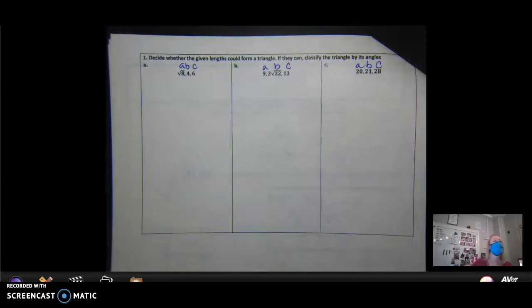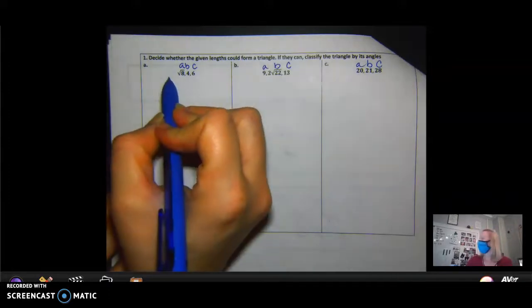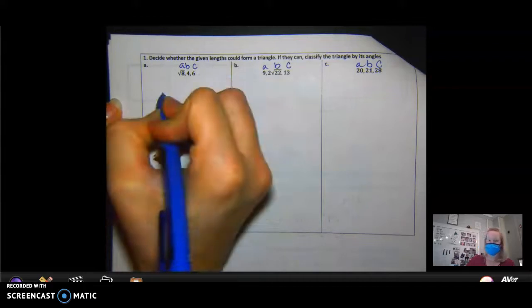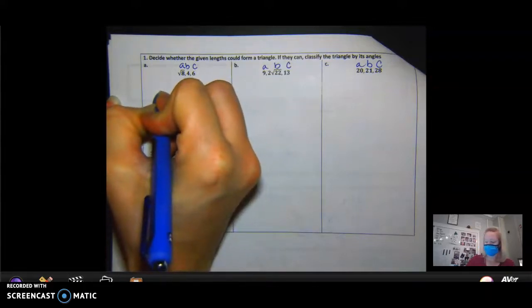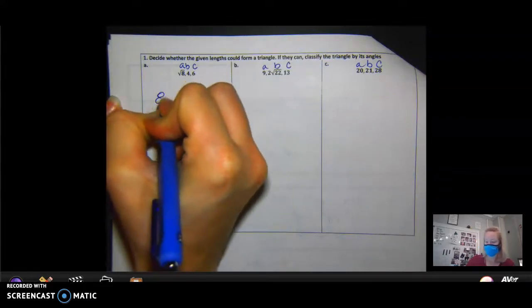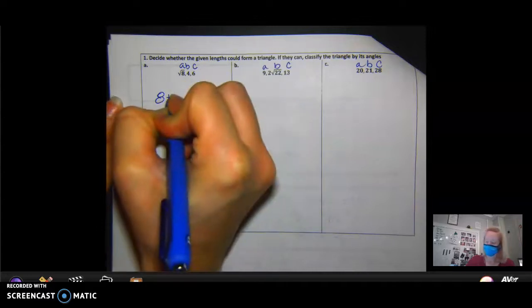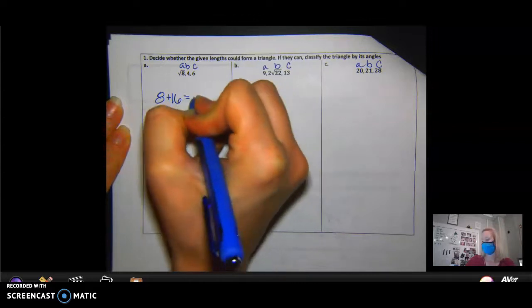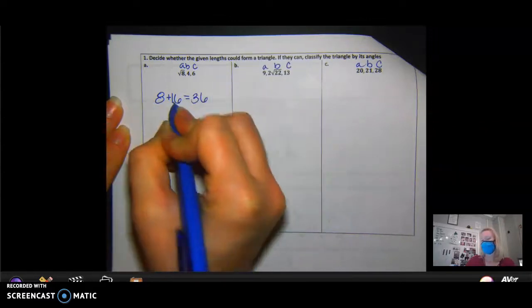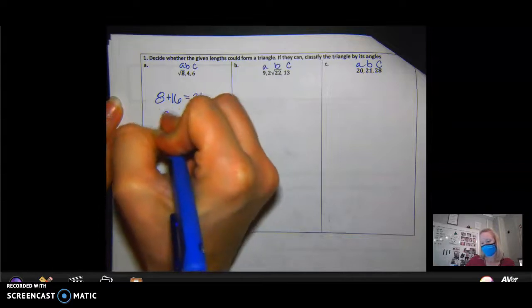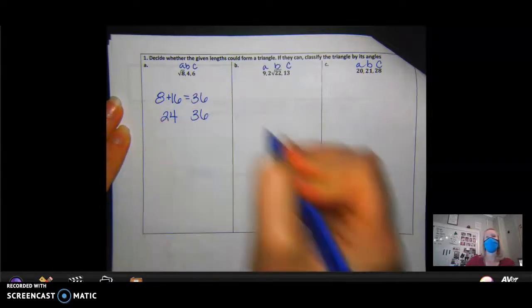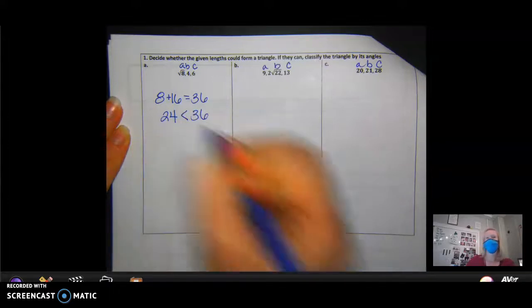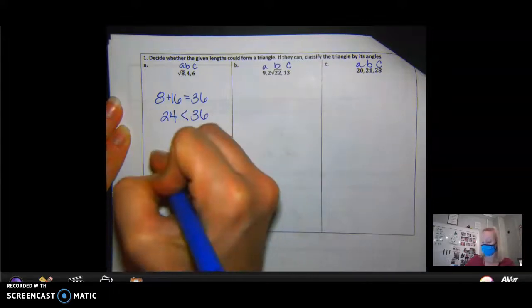Okay, so on these three, go ahead and do the Pythagorean theorem to figure out if it's an acute, obtuse, or right triangle. On A, what is the square root of 8 squared? 8. Plus, what's 4 squared? 16. Compared to, what's 6 squared? 36. What's 8 plus 16? So 24 is what compared to 36? Less than. So what kind of triangle is this? Good.